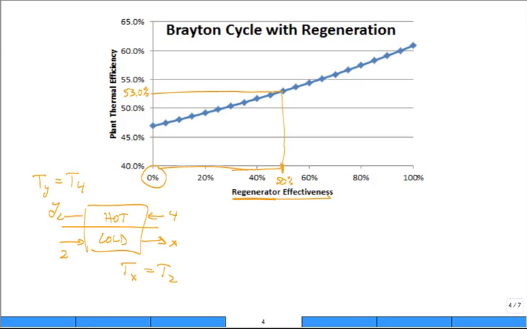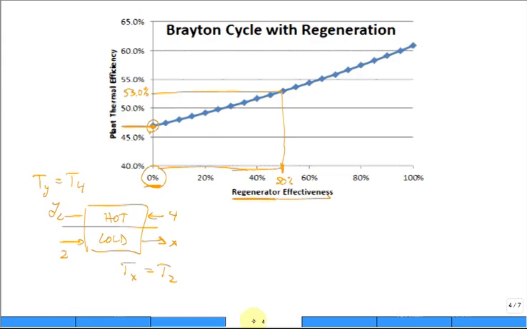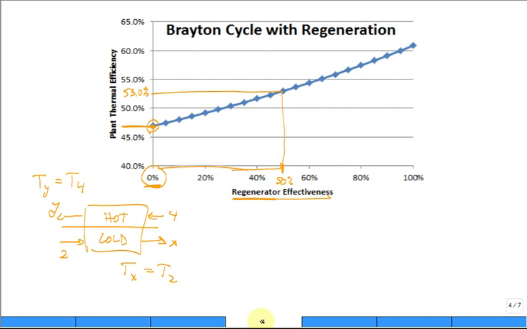So when you compare at 0%, that's actually no regenerator. And that's the same thermal efficiency as predicted by that equation. But you can see that this really goes up. What's that roughly? 47%? It was right here. Whoops, I read that wrong. 49.6%. Is it really 49? That doesn't look like 49.6, does it?